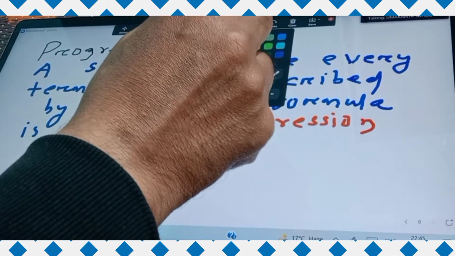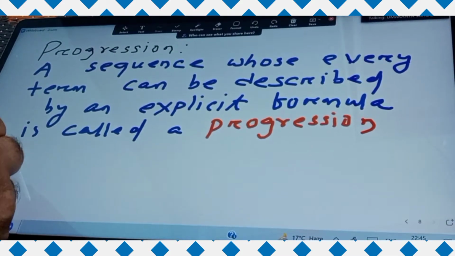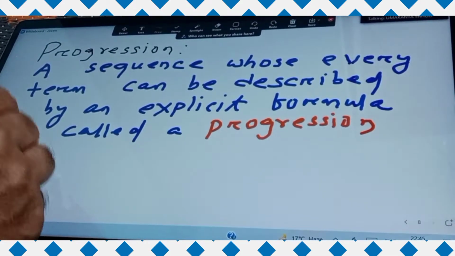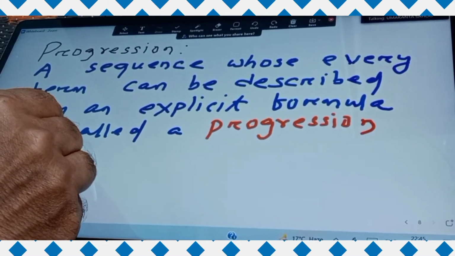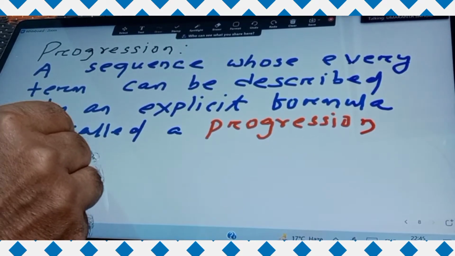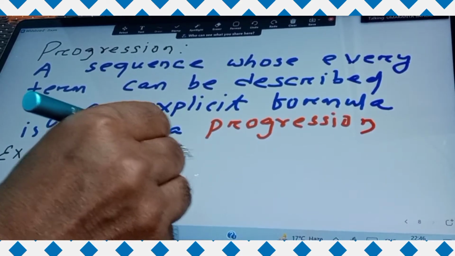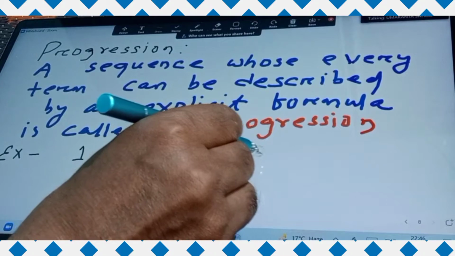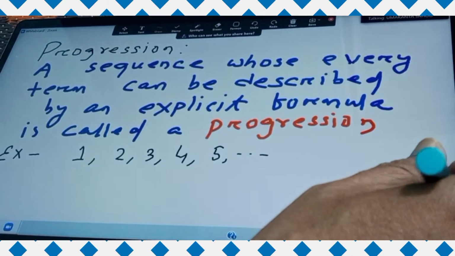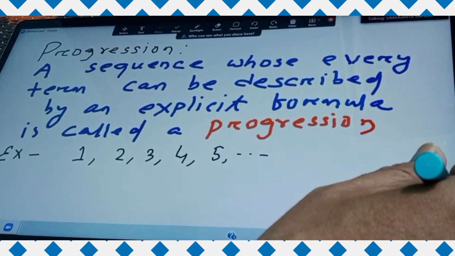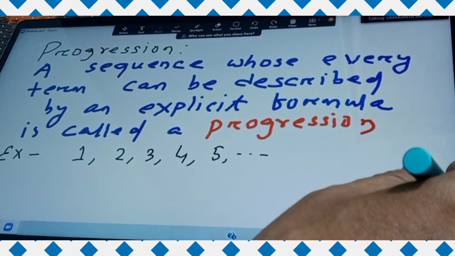For example, I am writing a sequence. I'm writing 1, 2, 3, 4, 5, etc. So can you say this is a progression? This is a sequence, all of you know. Can you say it is a progression?